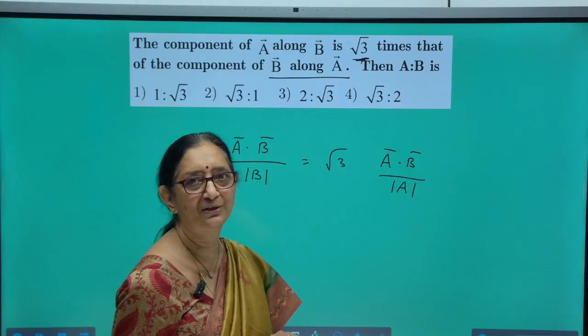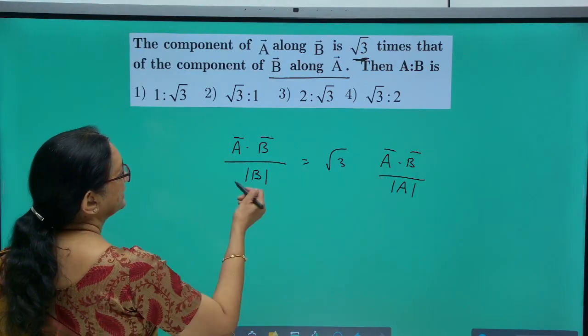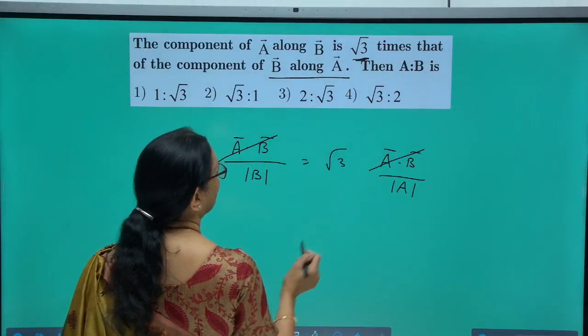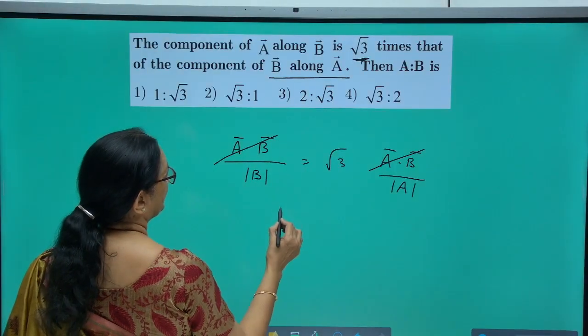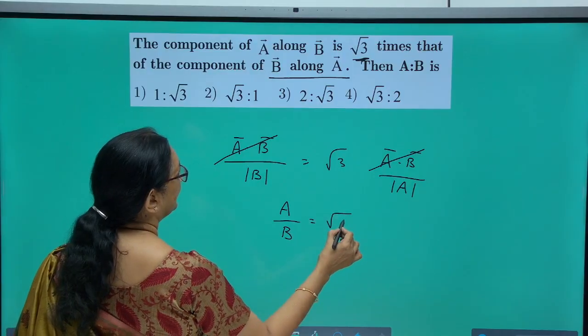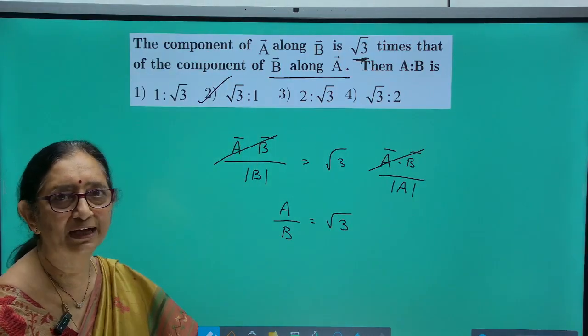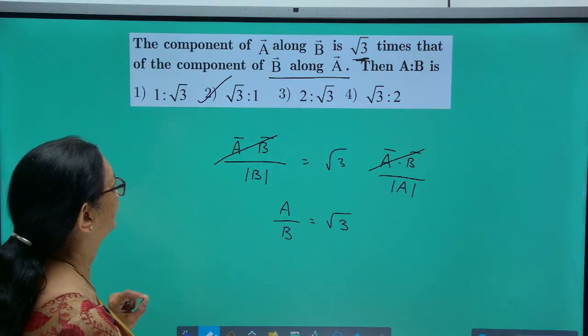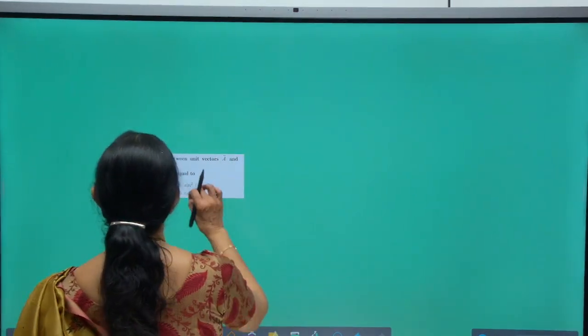Along A bar you get modulus of A, along B bar you get modulus of B in the denominator. So, from that A dot B gets cancelled. What is asked in the problem? A is to B. So, just on cross multiplying, A by B is equal to root 3, or A is to B is root 3 is to 1. Okay? Now, let us go to the next question.